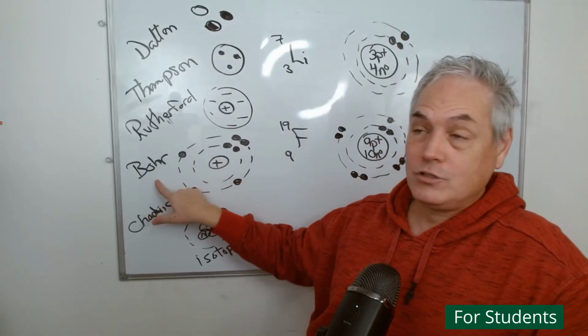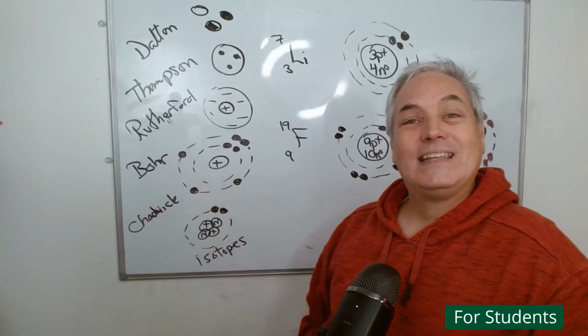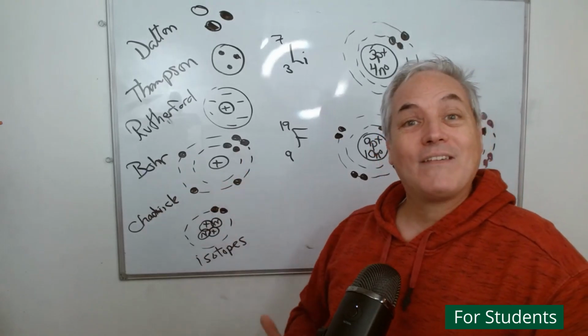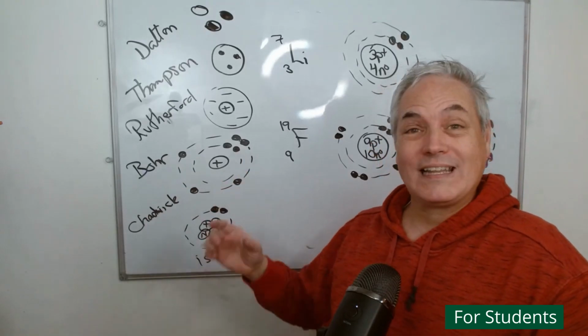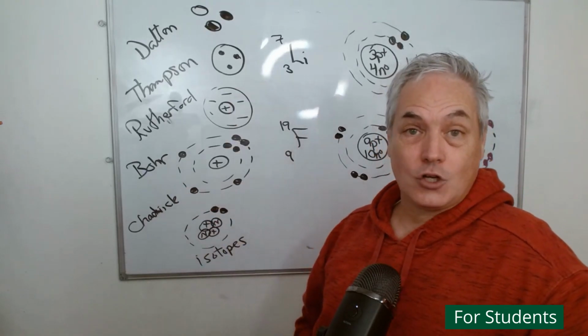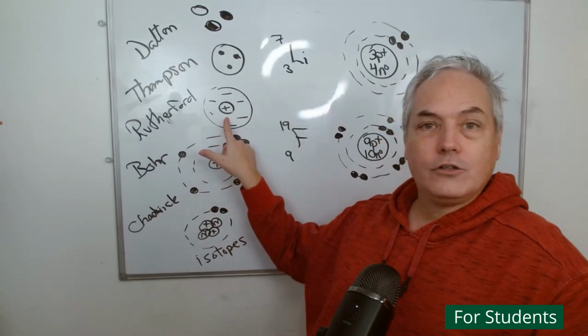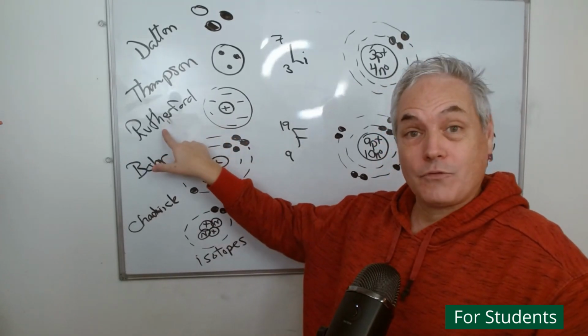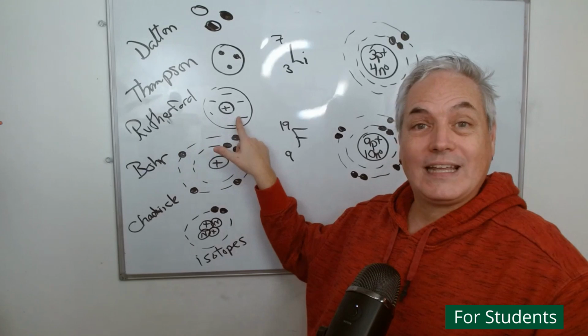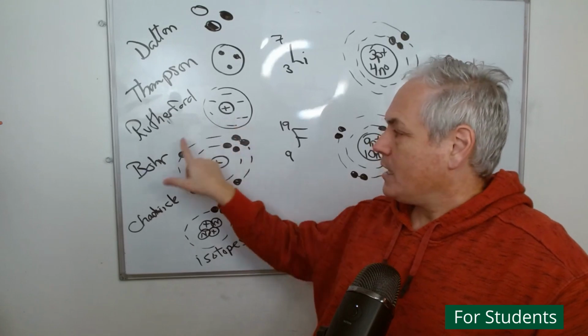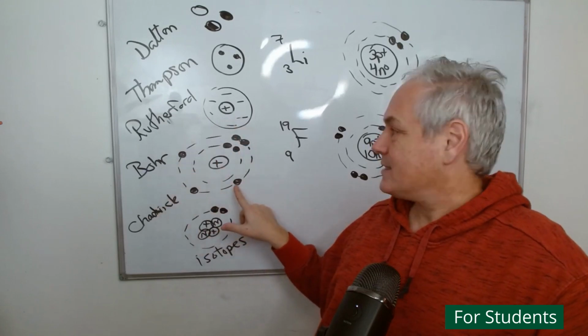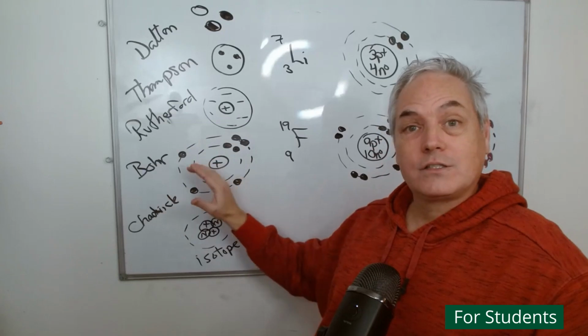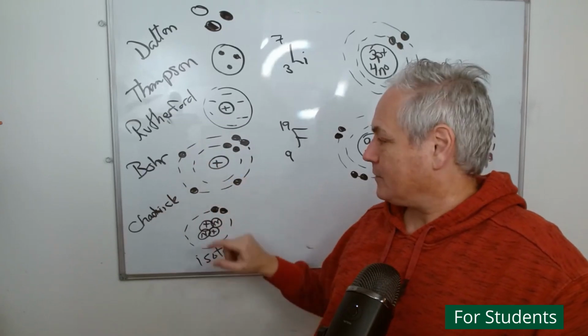Bohr was his student, and he discovered that electrons have energy and are found mostly in specific places around the nucleus. So he used his professor's structure with most of the density in the nucleus, but added layers, or shells, where the electrons would be.